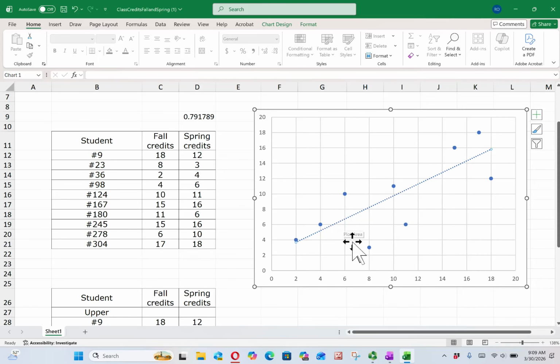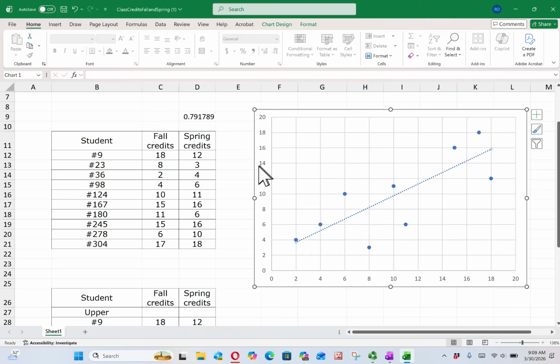So that if you look at 10, there's about 10. 10 credits fall, 10 credits in the spring. Down here at 4 credits in the fall, it's like 5 credits in the spring. If you go up to the other end, 18 credits, they're looking at 16 credits. So generally it's a little bit less.